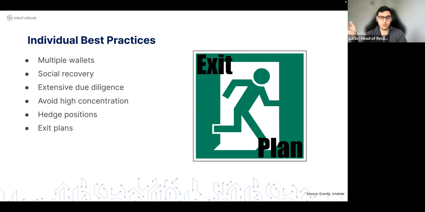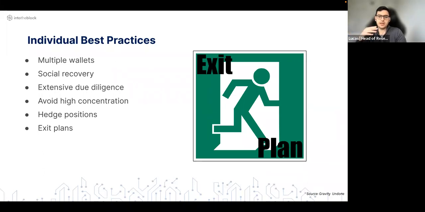It costs nothing to create a new wallet, so it's a good practice to create a lot of different wallets. Potentially per protocol might be too much, but it doesn't cost anything, so it could be a good practice.